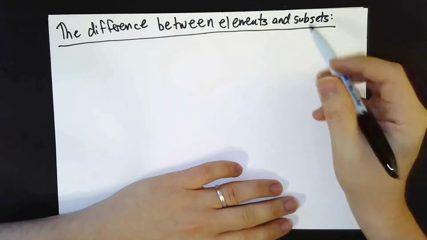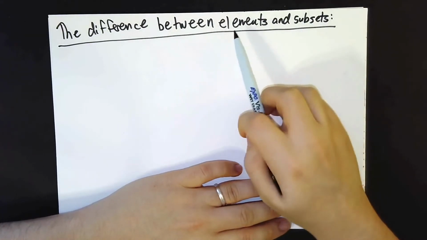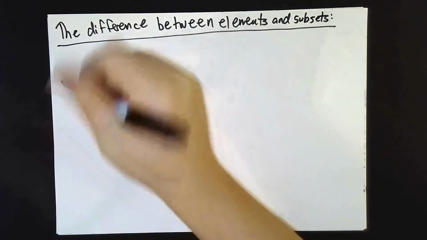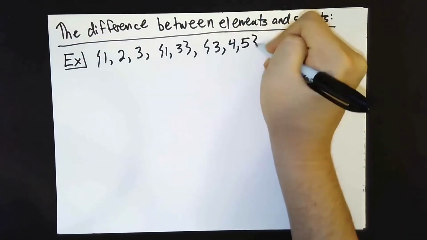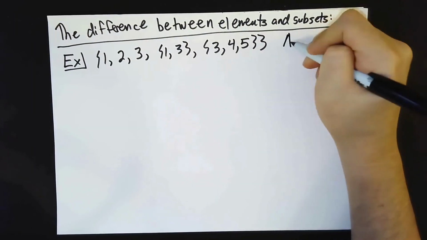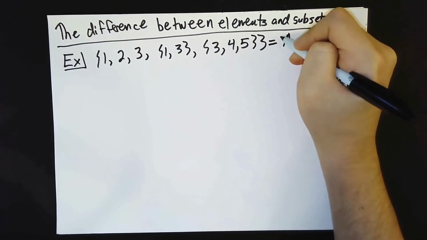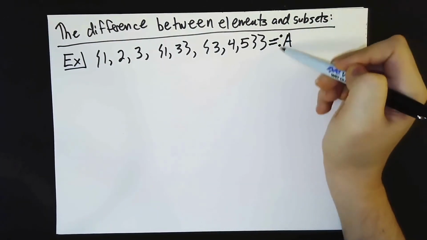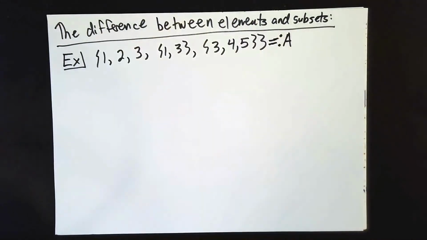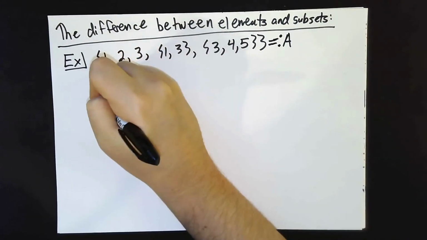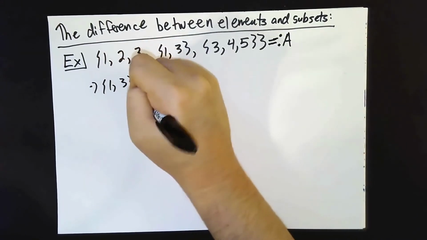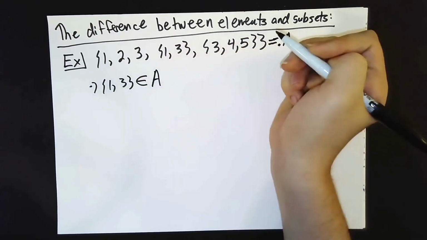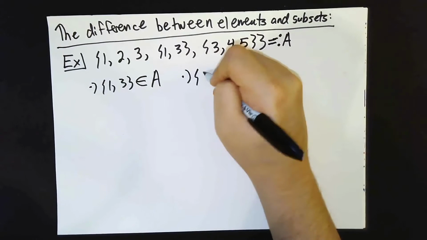As a final note about subsets, I want to make sure we distinguish carefully between when something is an element and when something is a subset. So let's take, for example, this set. I'll go ahead and give this set the name A. You'll note, by the way, I'm putting a colon here. The colon means I'm just defining this thing to be that. So A is this set. So let's start by writing down some things that are true. So 1, 3 is, in fact, an element of A. And 1, 3 is a subset of A.